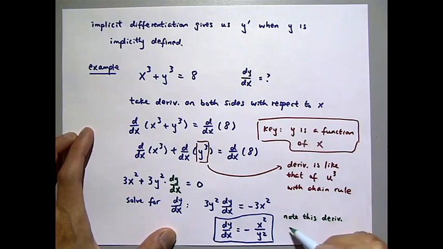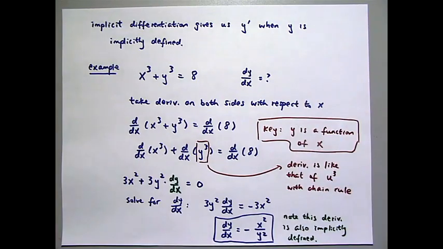Notice that this derivative is also implicitly defined. And that's very often the case. If you start with an implicit function, the derivative will also be in the implicit form. You could turn that into explicit in some cases, but it's not always going to be doable. Okay, so we got the derivative implicitly this way.